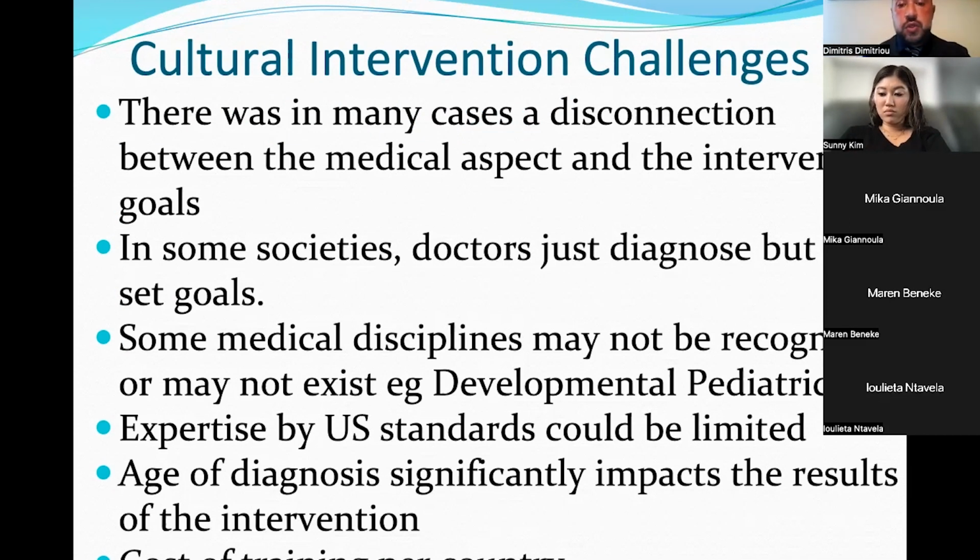And the age of diagnosis also significantly impacts the results of the intervention. And why is this a culture thing? Because usually people, according to their cultures, may be delayed in getting a proper diagnosis. For example, also in Greece, people found it hard to believe that their child had a problem. And they would only, let's say, admit to themselves that they had a problem when they came face to face with the educational system around the age of 4 or 5.